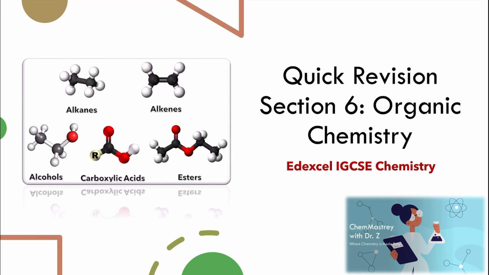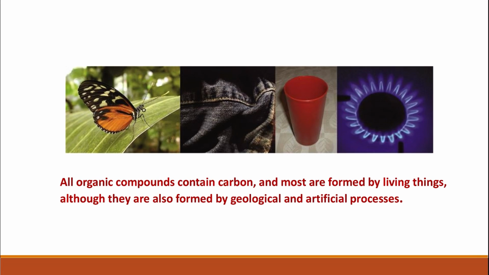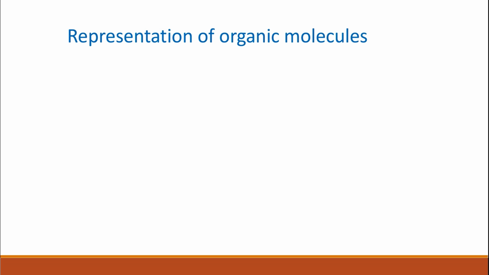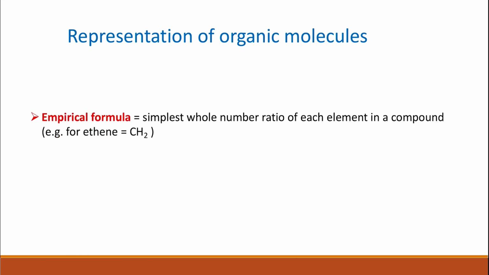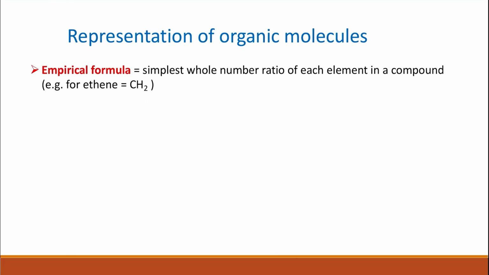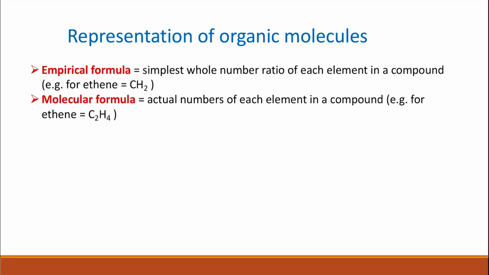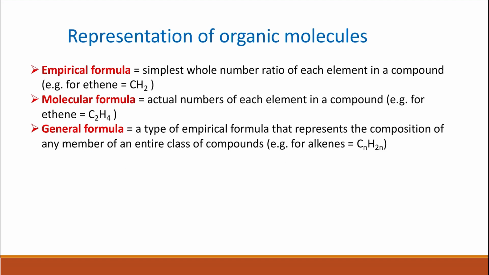Organic chemistry, quick revision. Organic chemistry is the section of chemistry that deals with organic molecules, and all organic molecules contain carbon atoms. They are mostly formed from living organisms, but they can also be made synthetically. To represent an organic molecule, you can use the empirical formula, which is the simplest whole number ratio of each element in a compound, or the molecular formula, which gives you the exact number of each element within the compound.